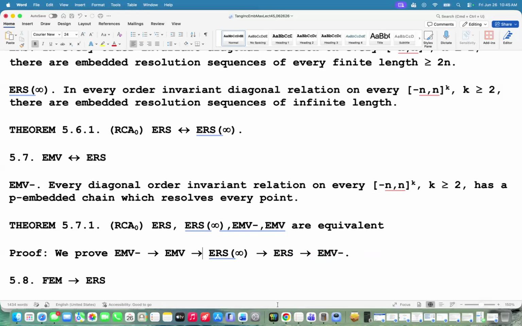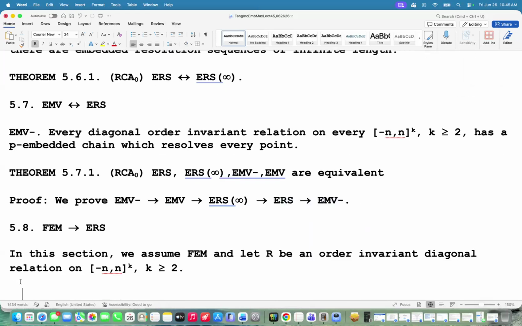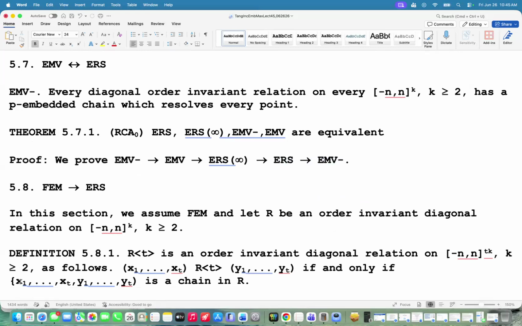The one that I haven't finished checking. I have to think about whether I need to fool with FEM.